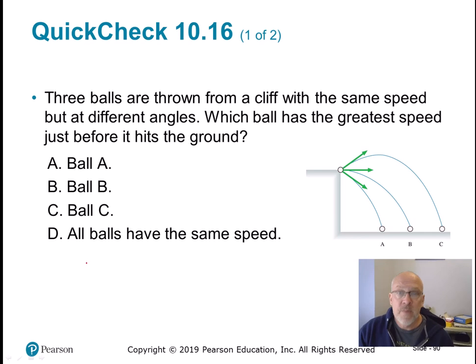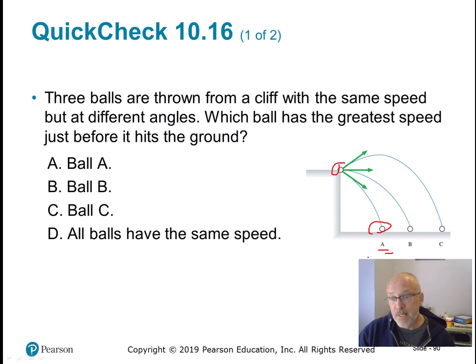So a couple quick checks here on potential energy. Three balls are thrown from a cliff with the same speed, but at different angles. Which has the greatest speed before it hits the ground? So they all start here and they all end here. Would A, B, or C have a greater speed?